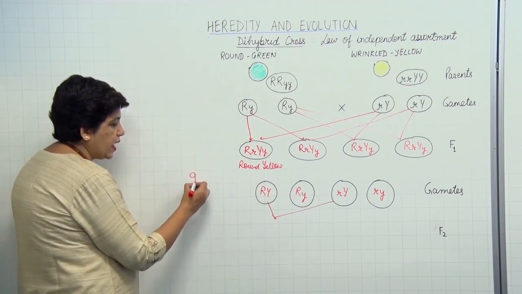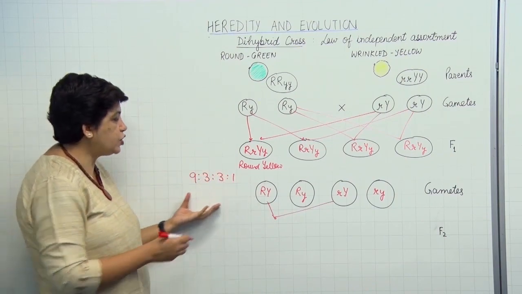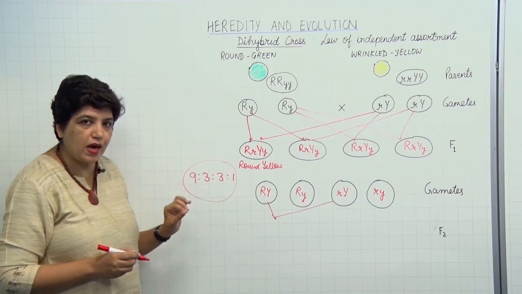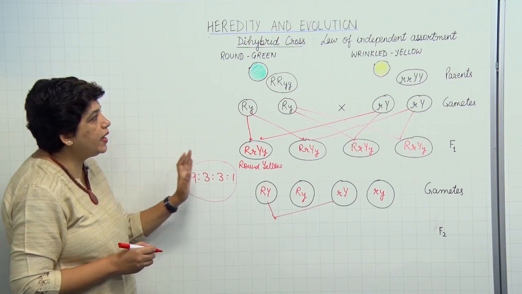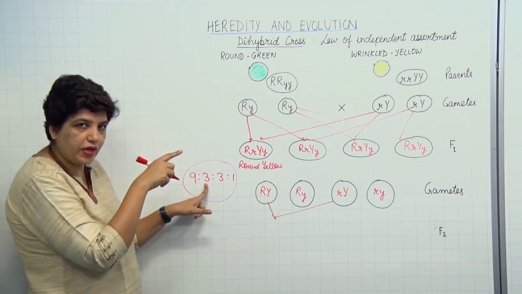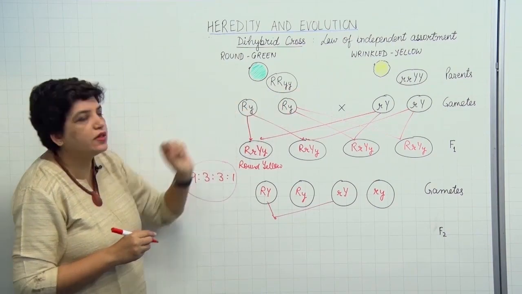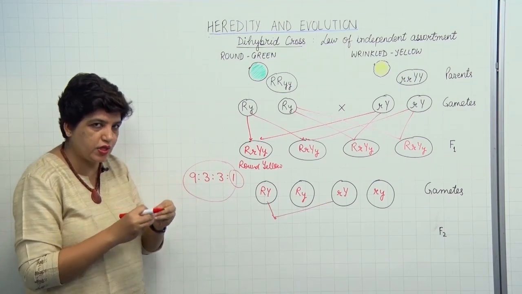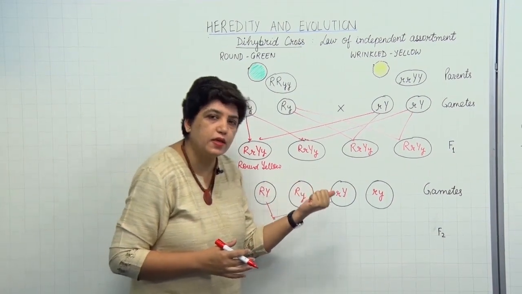The ratio was 9:3:3:1 of these 4 plants. This ratio is called the dihybrid ratio. 9 out of 16 plants, this total is 16. So 9 out of these 16 plants were round and yellow, that is, both the dominant genes. 3 were round and green, 3 were wrinkled yellow, but only 1 was wrinkled and green in color, with both the recessive genes. Now, in tabular form, I'll explain to you how we found this ratio.